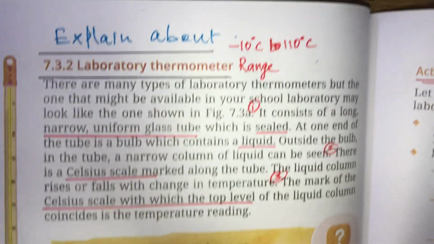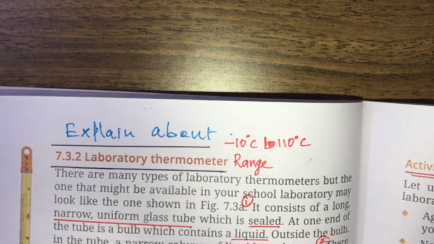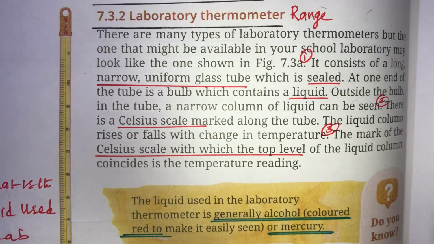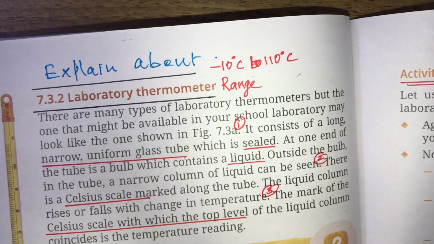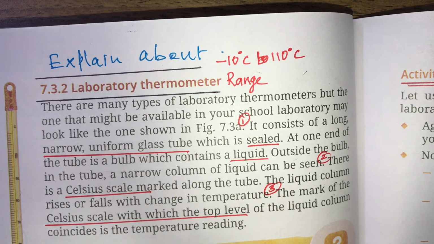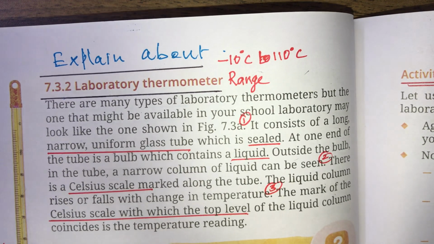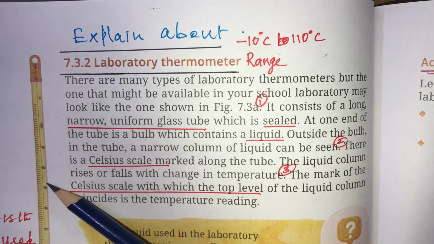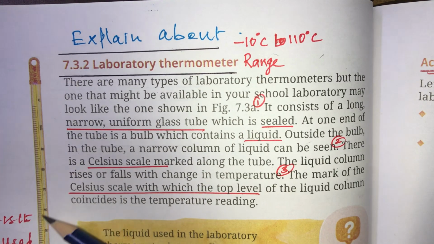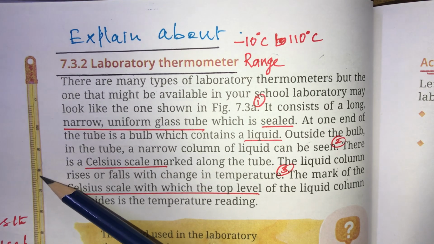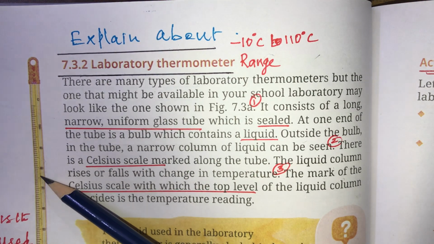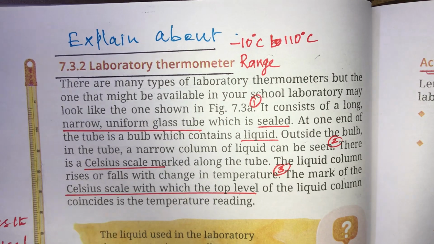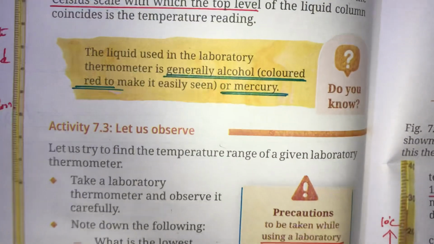So what is the description? Write a note explaining the structure or arrangement of the laboratory thermometer. The laboratory thermometer consists of a narrow uniform glass tube which is sealed at one end, and outside the bulb a narrow column of liquid can be seen, to find out the rise of the colored liquid on increase of the temperature. Here the level mark coincides with the measurement scale, used to find out the correct temperature.